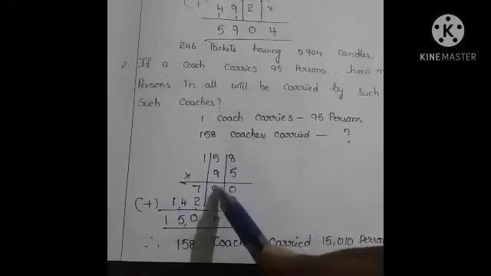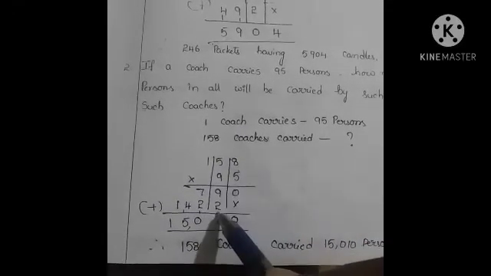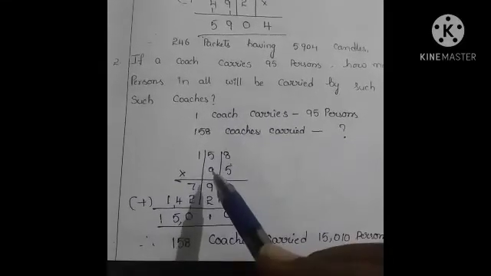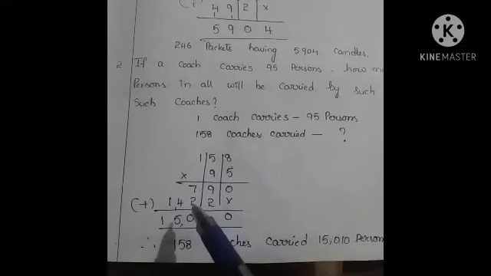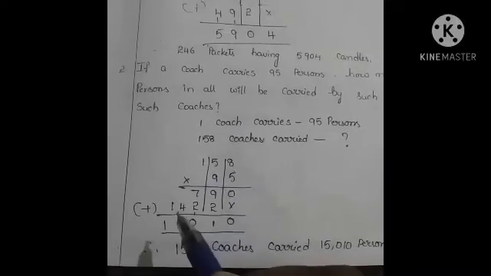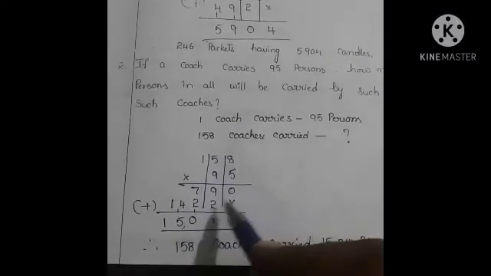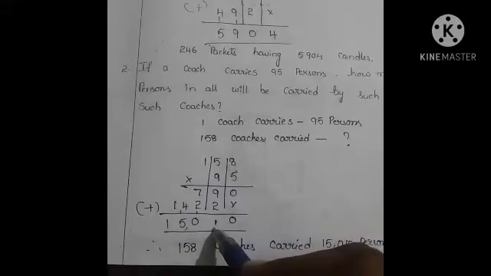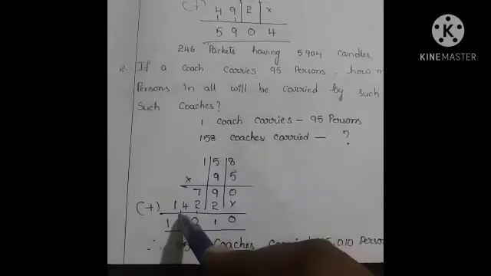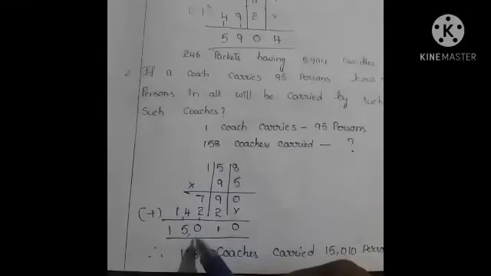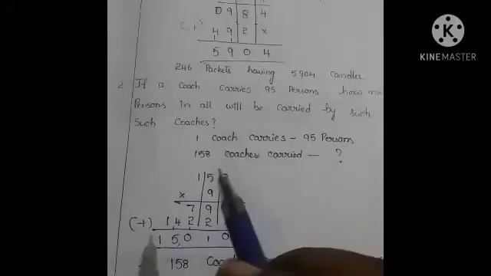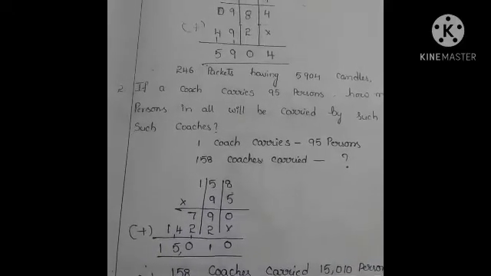No, leave this ones place. Here onwards we have to write: 9 eights are 72. 2 right here, 7 carry. 9 fives are 45. 45 plus 7, 52. 9 ones are 9. 9 plus 5, 14. Now add these two products. 0. 9 plus 2, 11, 1 right here, 1 right up. 7 plus 3, 10, 1 right here, 0 right here. 4 plus 1, 5, 1. 15,010. 15,010 persons are carried by 158 coaches.